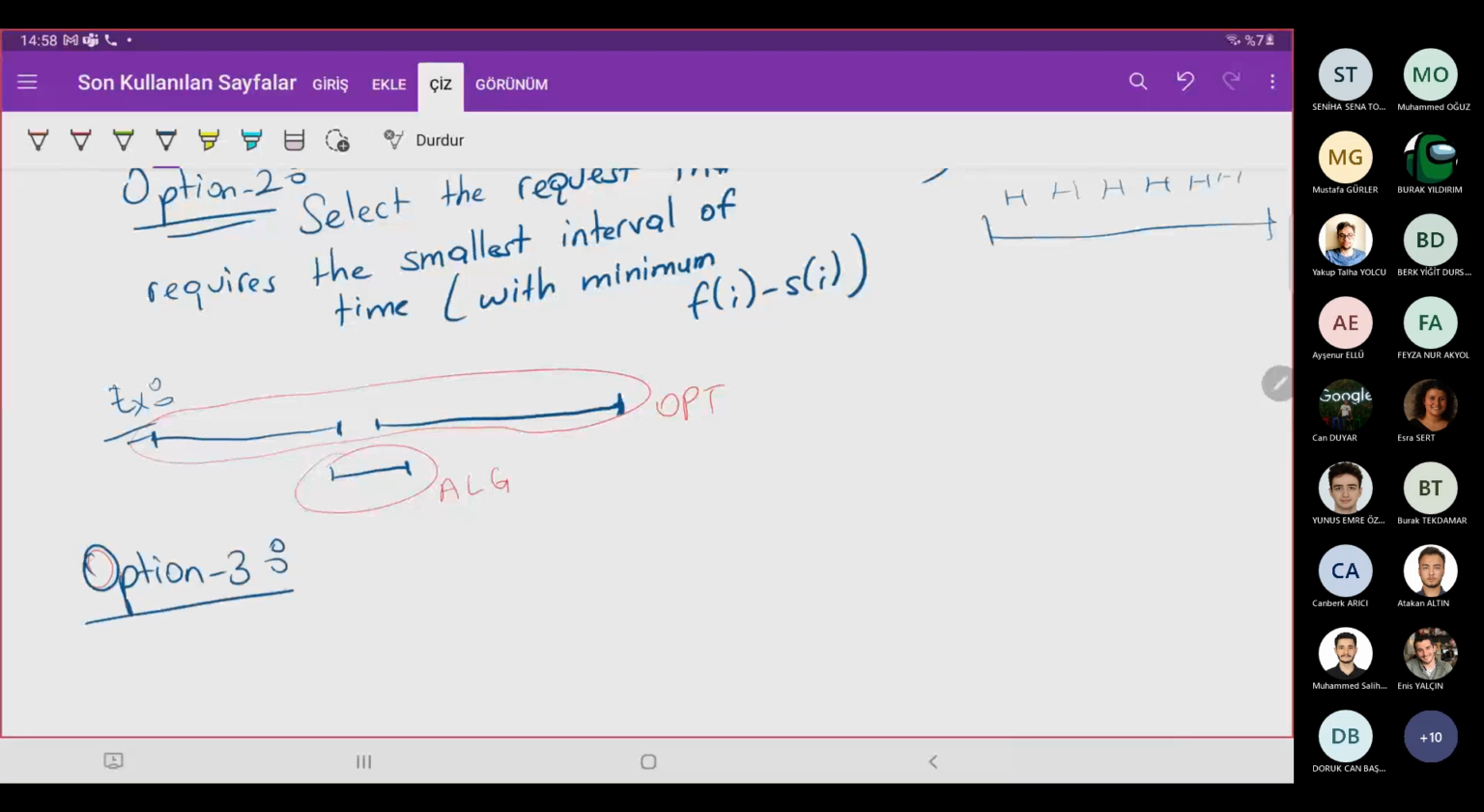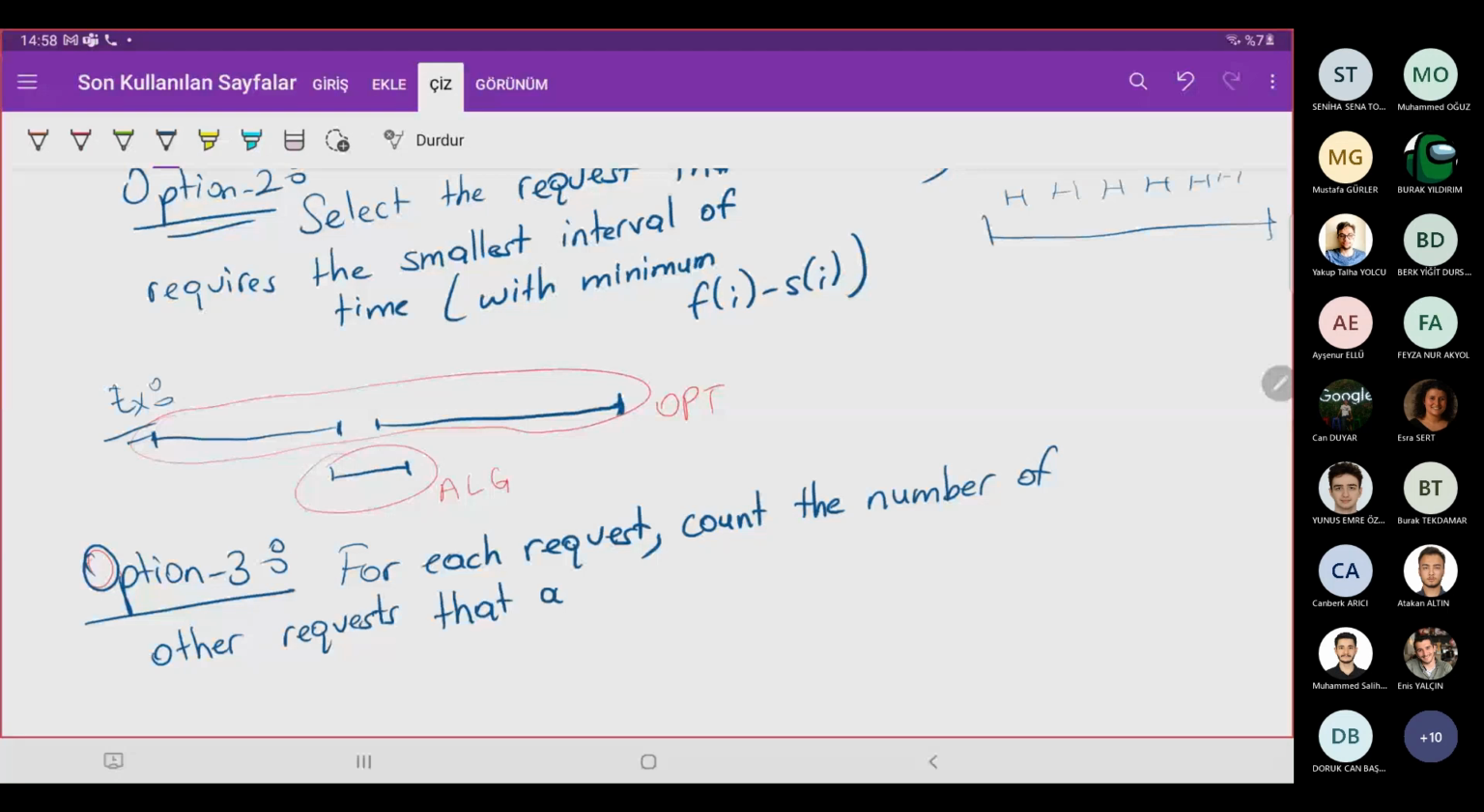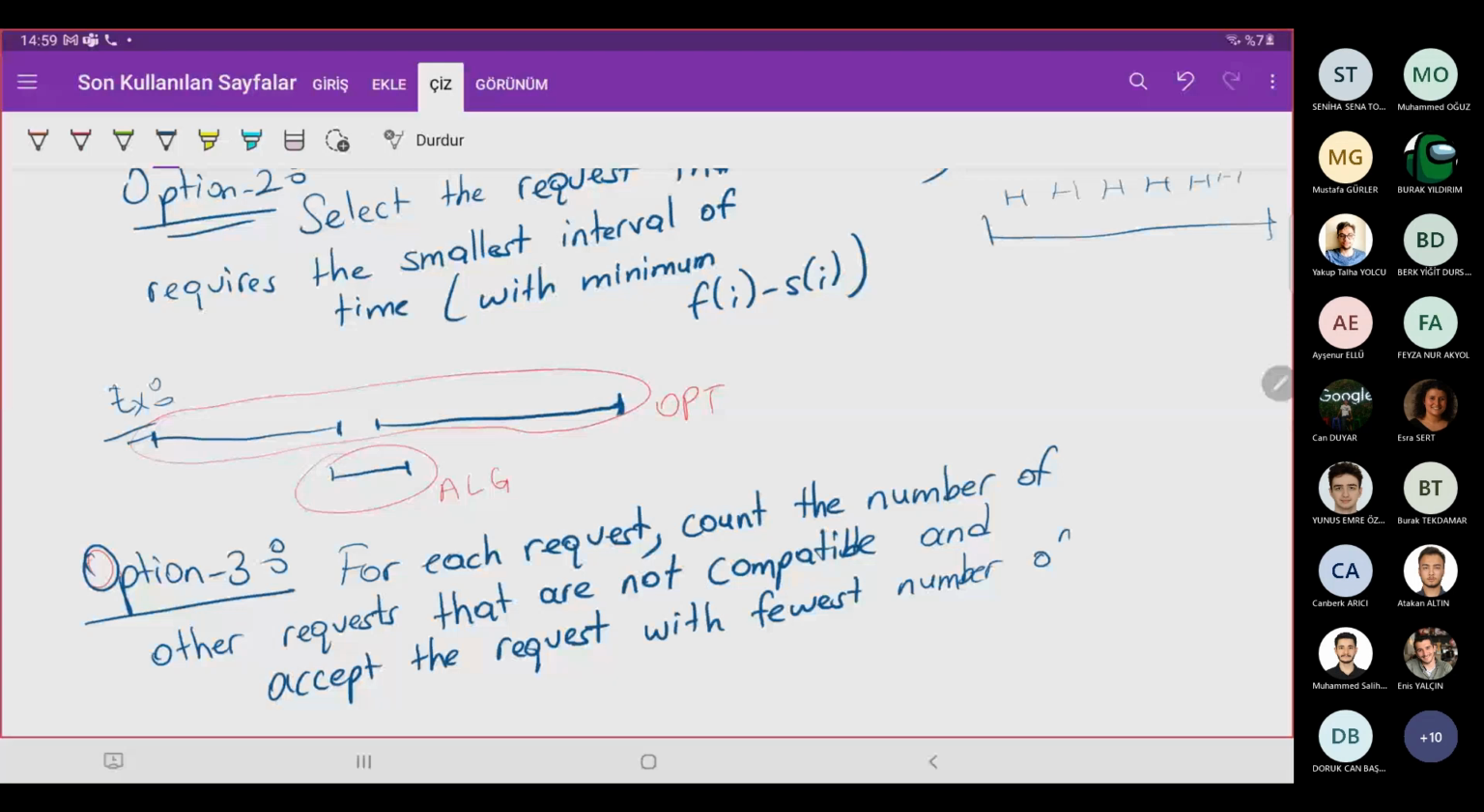Option 3. For each request, count the number of other requests that are not compatible, and accept the request with the fewest number of conflicts. Okay.